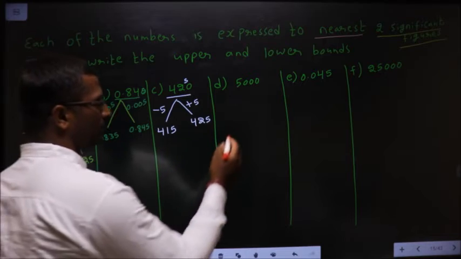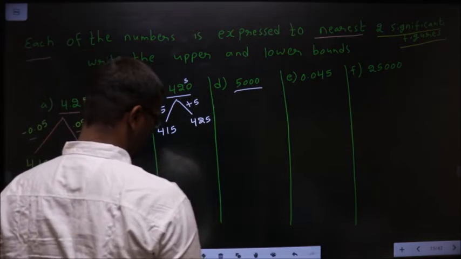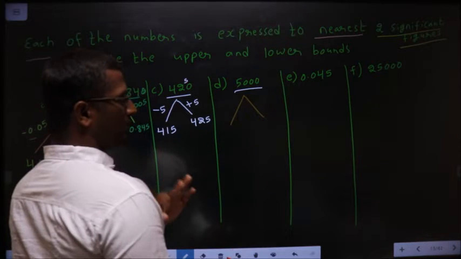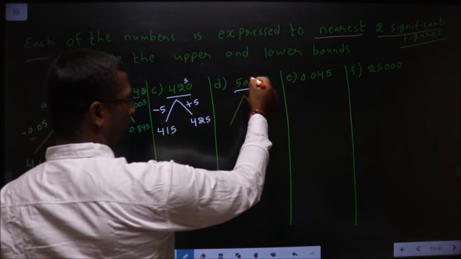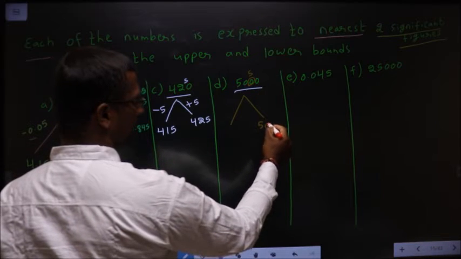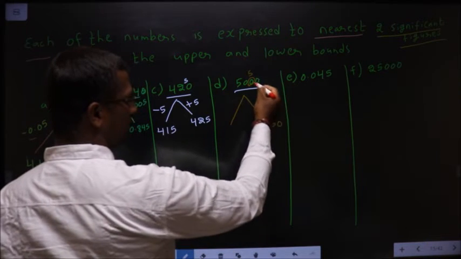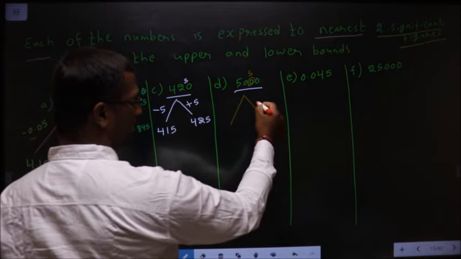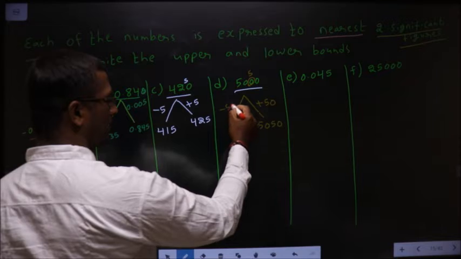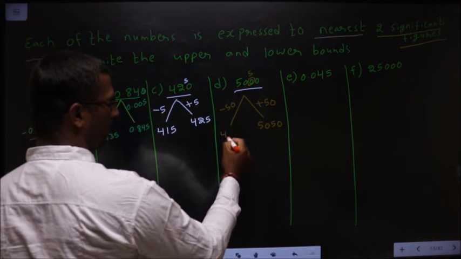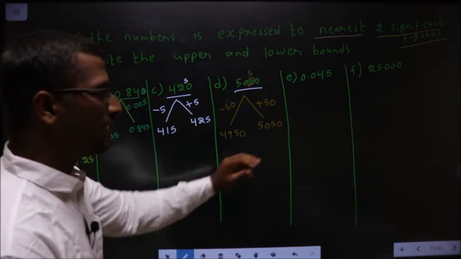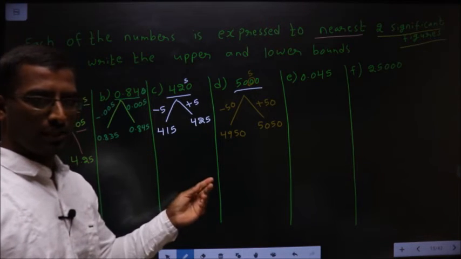Next. Here it is 5000. To make this into 3 significant figures, here should be 5. So to get 5 here, to change 5000 to 5050, I should add 50. When I am adding 50, I should also subtract 50. So when I subtract, I get 4950. So this is the lower bound and this is the upper bound. Okay, next.